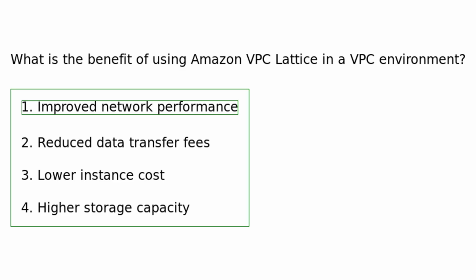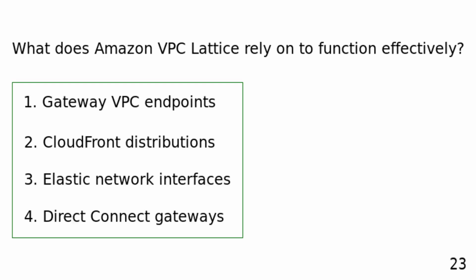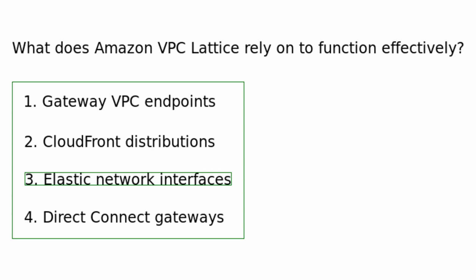What does Amazon VPC Lattice rely on to function effectively? Gateway VPC endpoints. CloudFront distributions. Elastic network interfaces. Direct Connect gateways. Amazon VPC Lattice relies on elastic network interfaces for efficient communication and traffic flow between instances within the VPC.